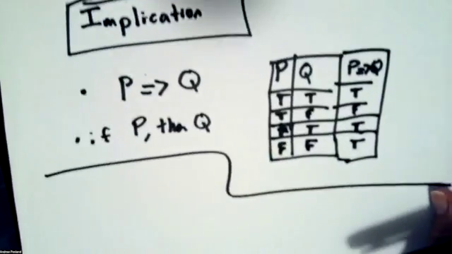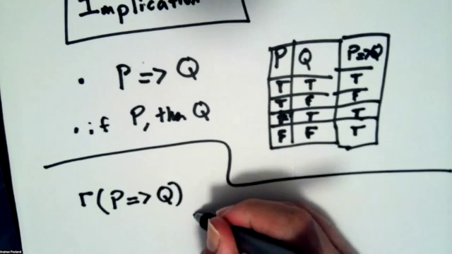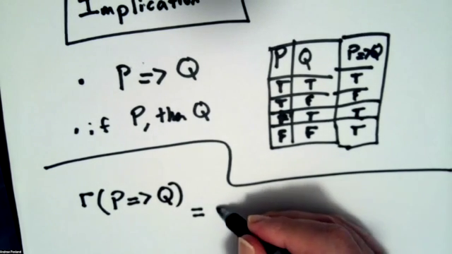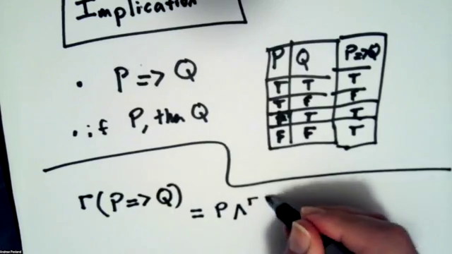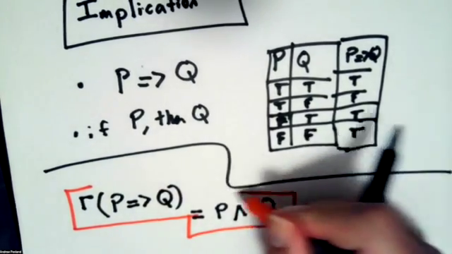First of all, I asked you if you could come up with a simpler way to write P implies Q. Someone came to me and told me that they had figured out that not (P implies Q) is the same as P and not Q. So this is a helpful identity that we will be calling on later.